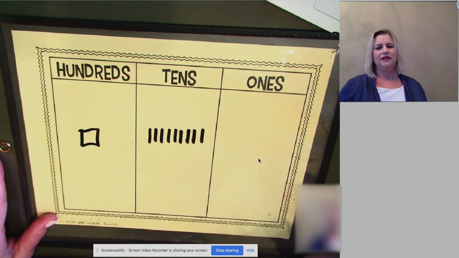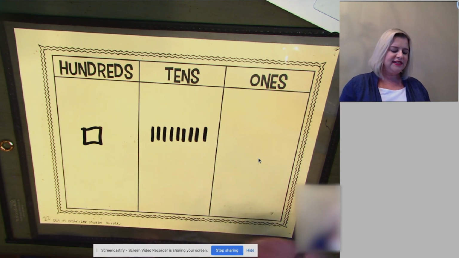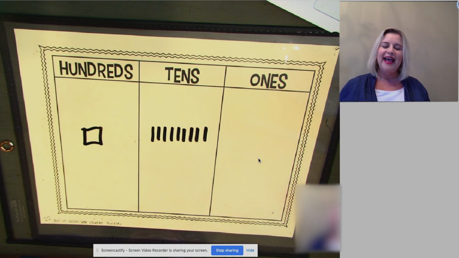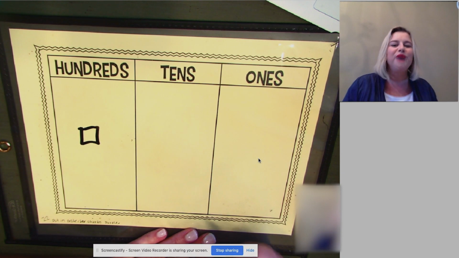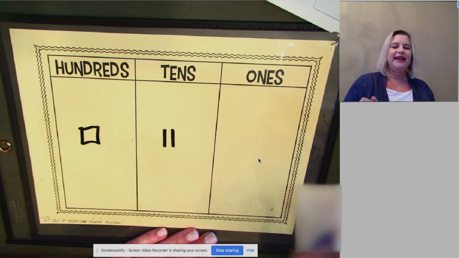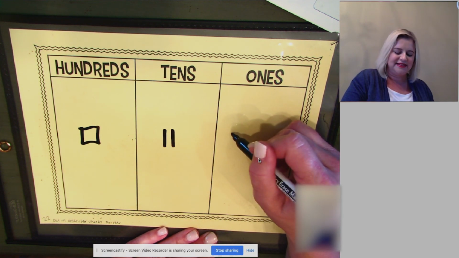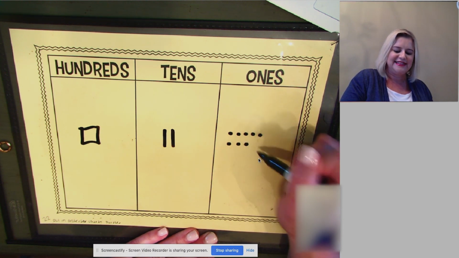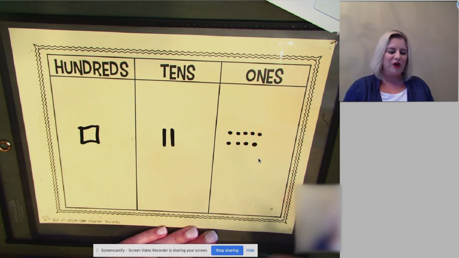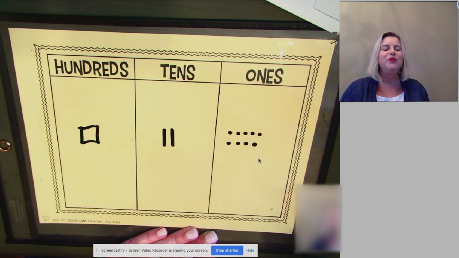But wait a minute. Does this match the number I said? No, this doesn't match 129. Excellent. How many 10s do I need to have? Right, 2. And how many ones? Excellent. I need to have 9 ones. 1, 2, 3, 4, 5, 6, 7, 8, 9. So now I have 129. You are so smart. Let's erase and try another one.